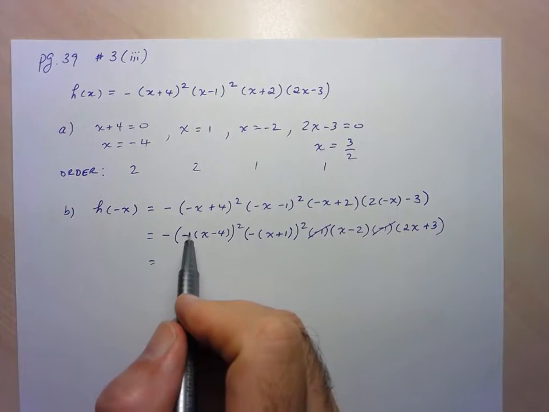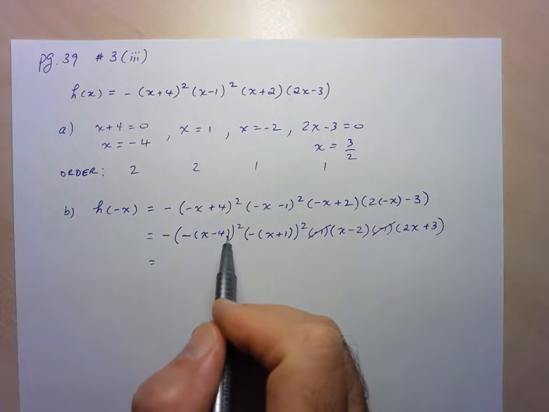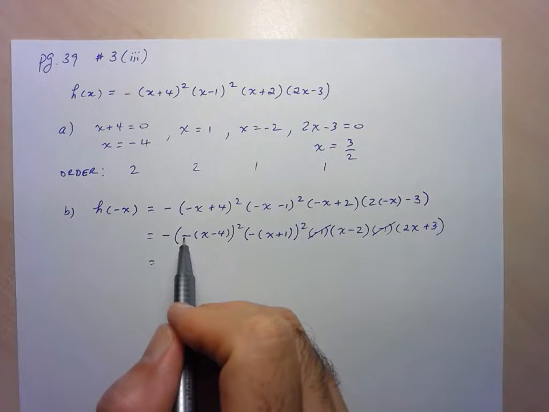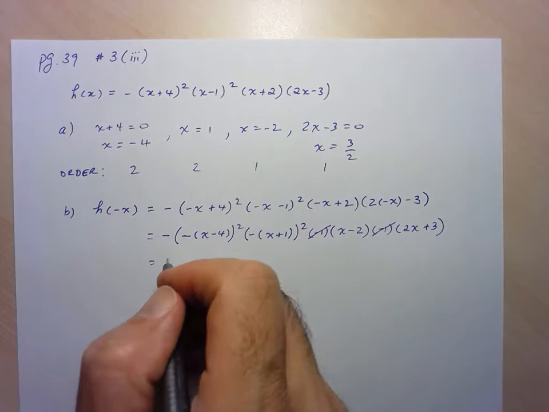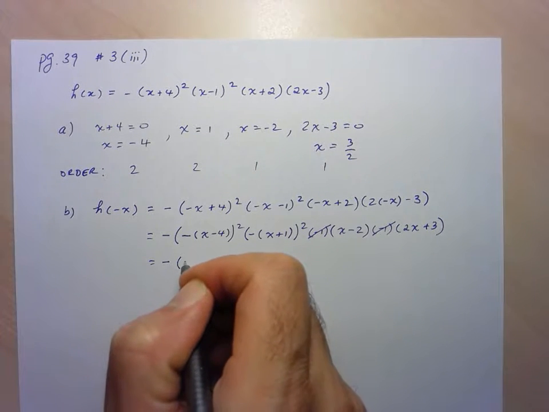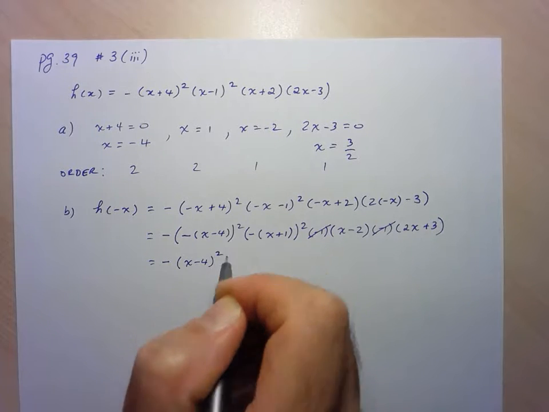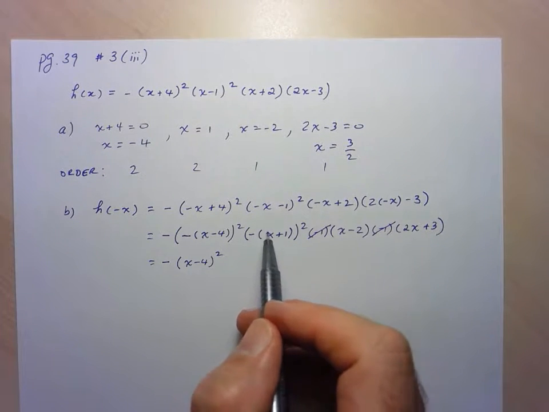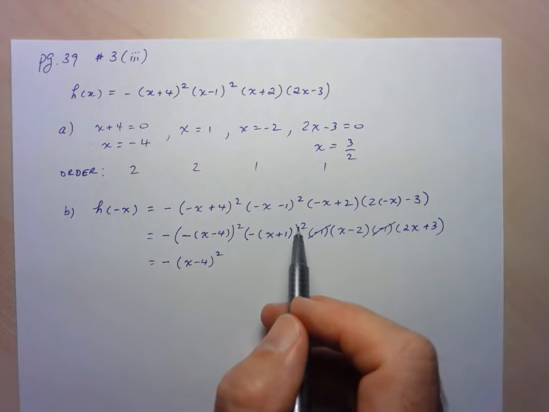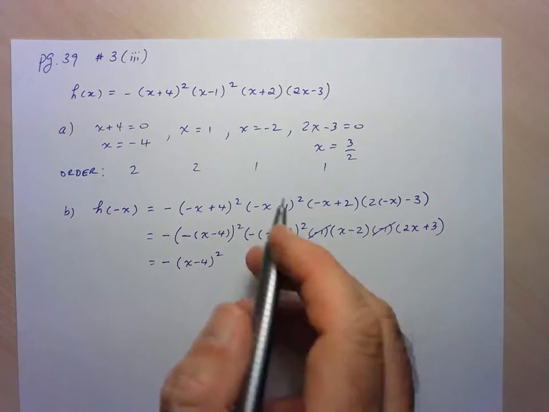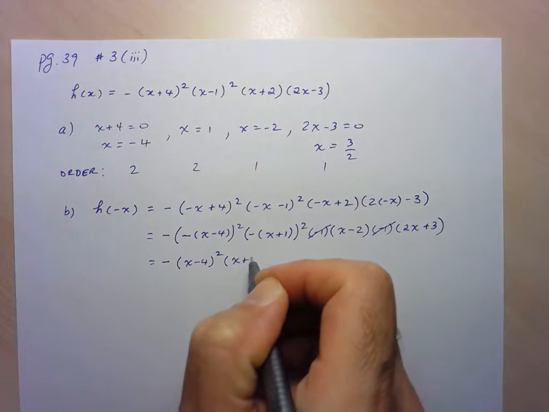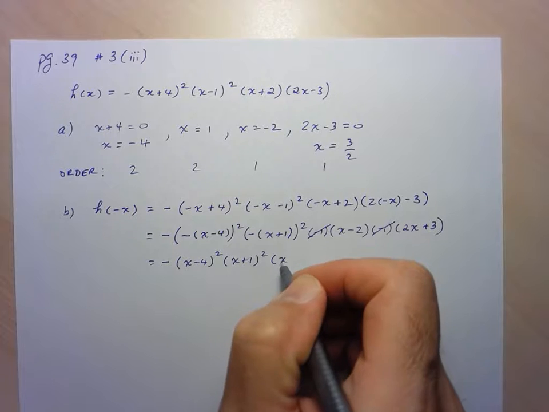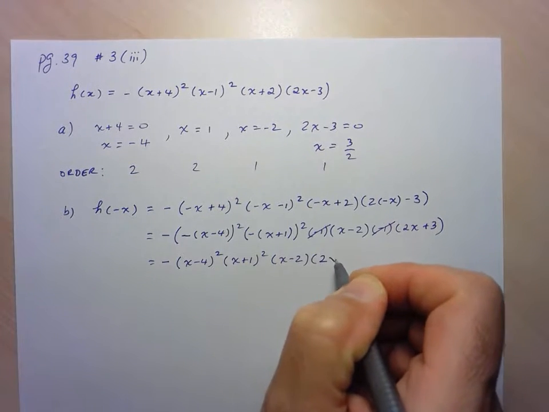So here, I've got this negative 1 multiplying the x minus 4, and the whole thing is being squared. So the negative 1 here squared will just become positive 1. So this can be written as negative x minus 4, which of course is going to be squared. Similarly here, I've got a negative 1 times x plus 1. When we square the negative 1, it just becomes positive. So here I'm just left with x plus 1 squared. And then here we're left with these factors x minus 2 and 2x plus 3.